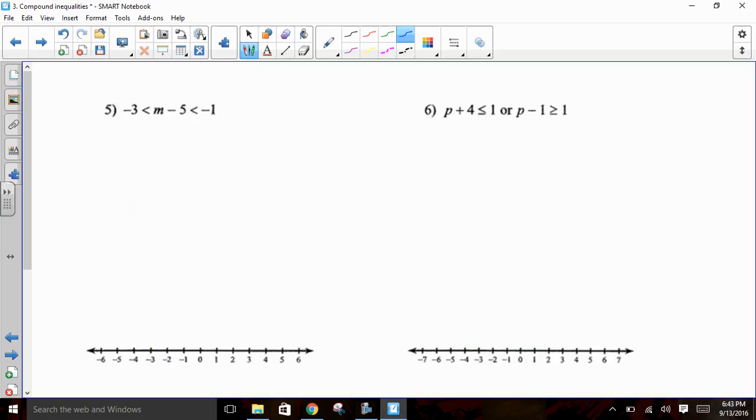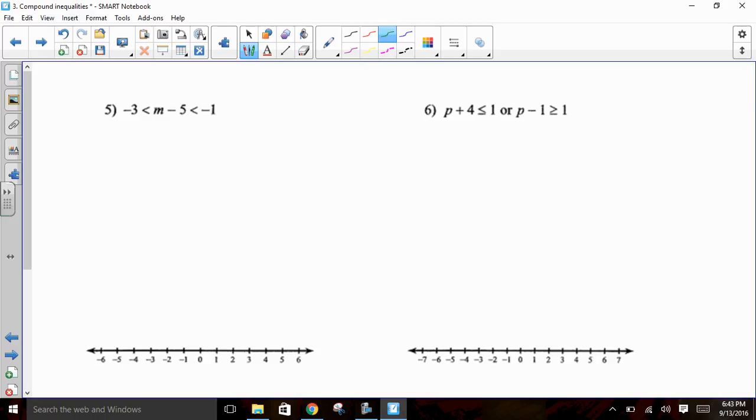All right, number 5, apologize. Number 5 is going to be an example of an and problem, because I look and I see A, I don't see the word or, that's a good indicator, and B, I see 2 inequality signs with only 1 variable, so therefore it has to be an and.